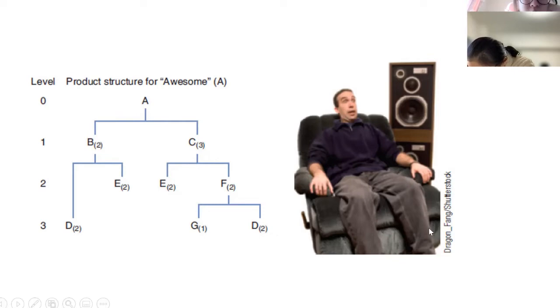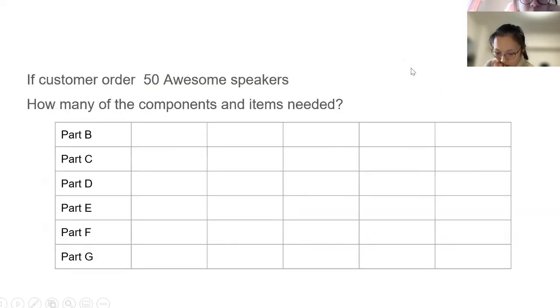Okay, understand? So this is the so-called product structure. Now, why is it important? Because we want to know the quantity. If I don't have this product structure, I cannot determine the quantity. Do this exercise for a while. I know the answer is in the book, but I want you to think: if a customer orders 50 awesome speakers, how many of the components and items are needed for each of these parts?